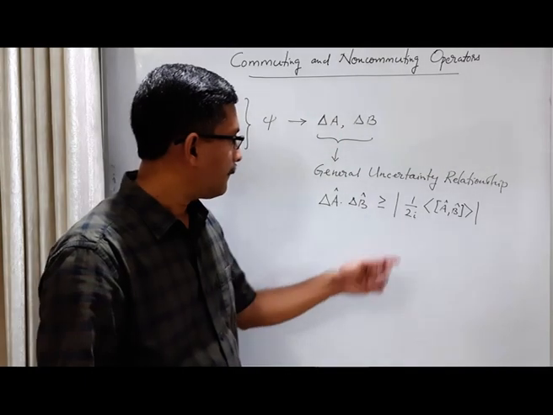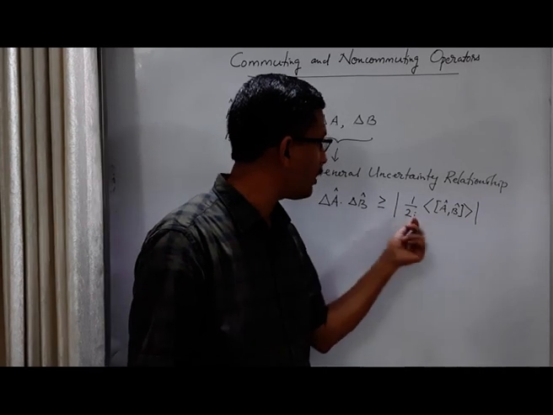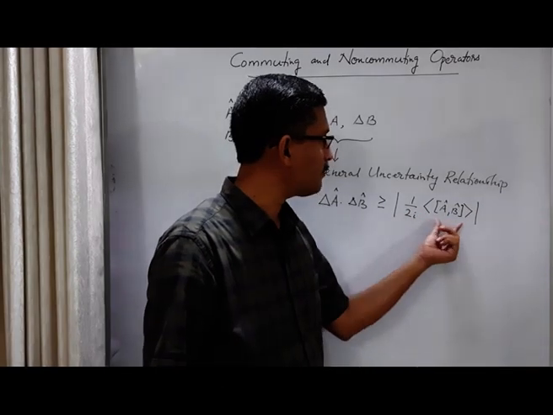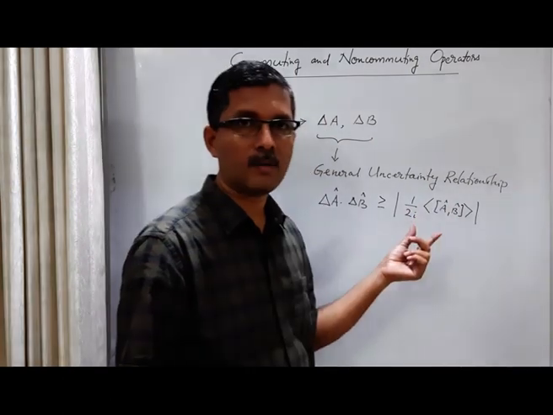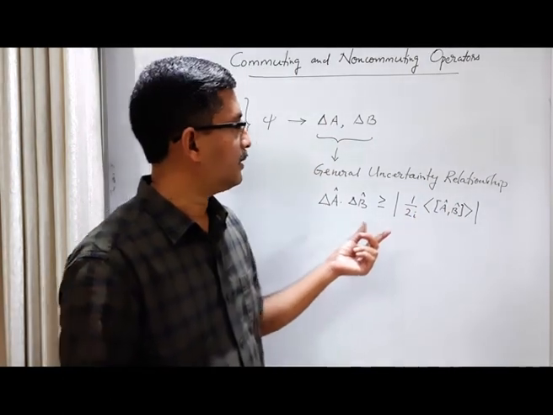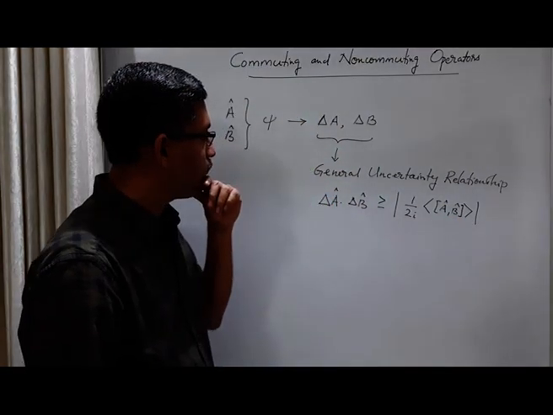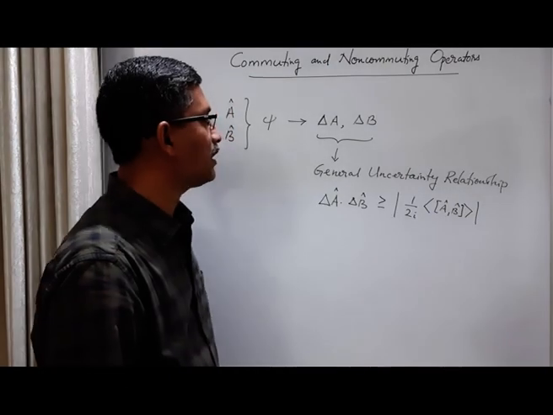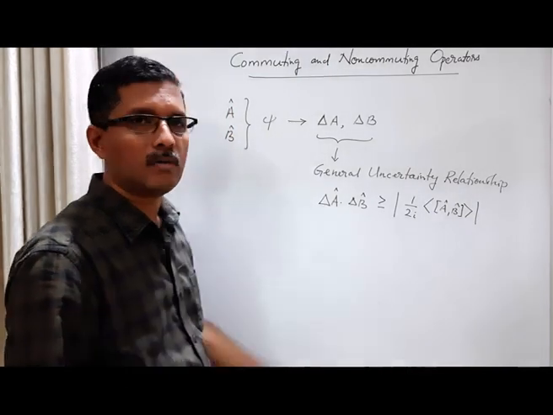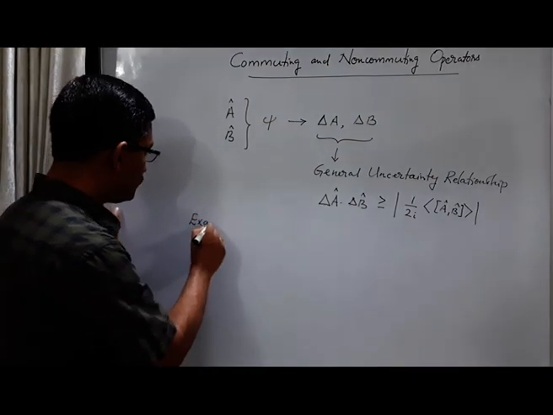Okay, delta A and delta B is greater than or equal to modulus 1 by 2i expectation value of operator A comma B. Remember that A and B are non-commuting operators. Okay, so this is a general uncertainty relationship. Let us consider two examples of this uncertainty relationship.